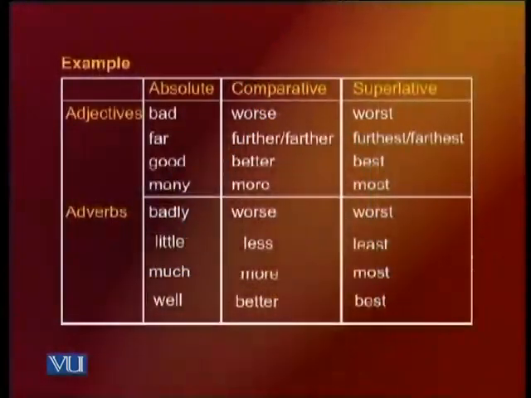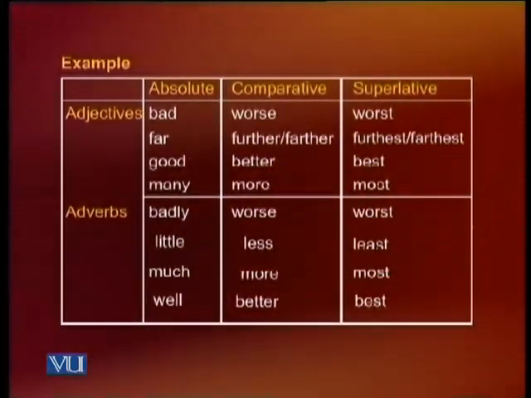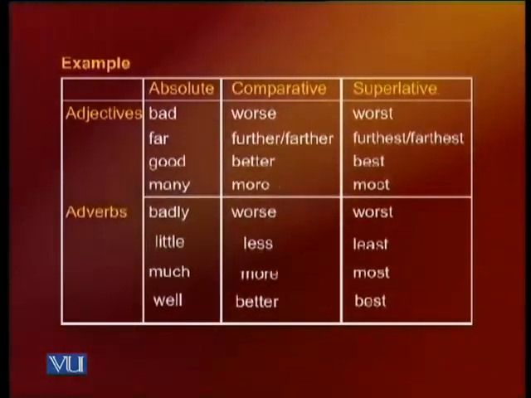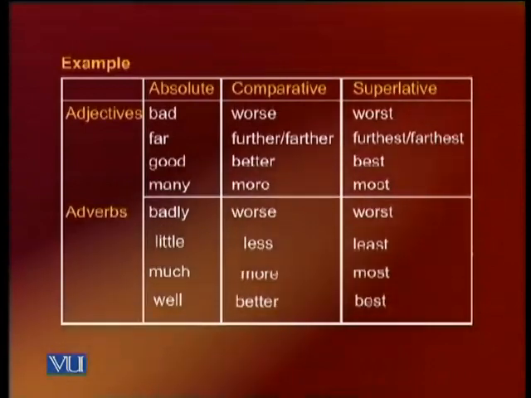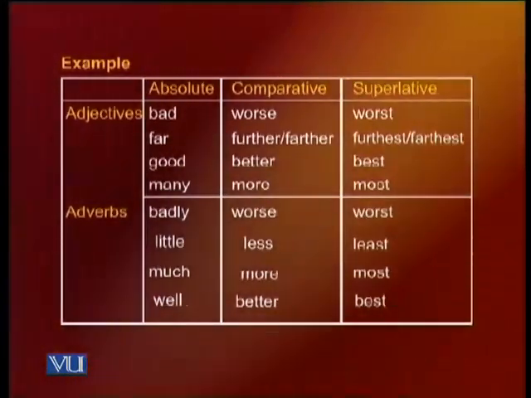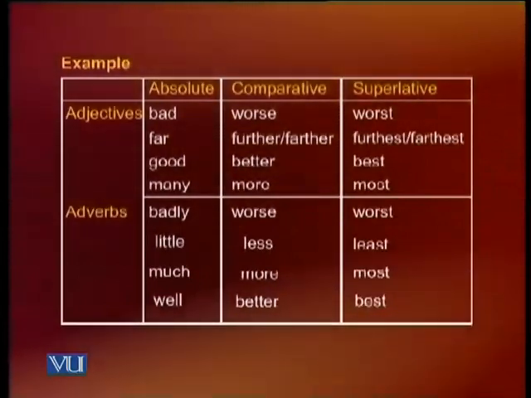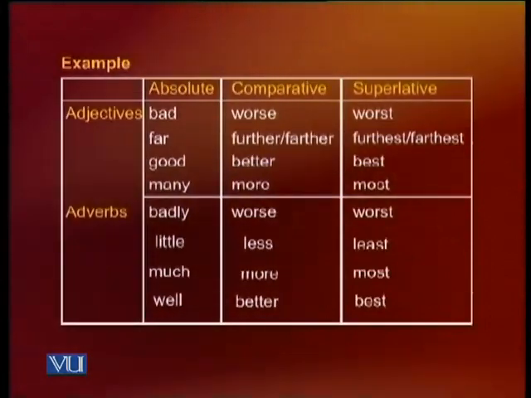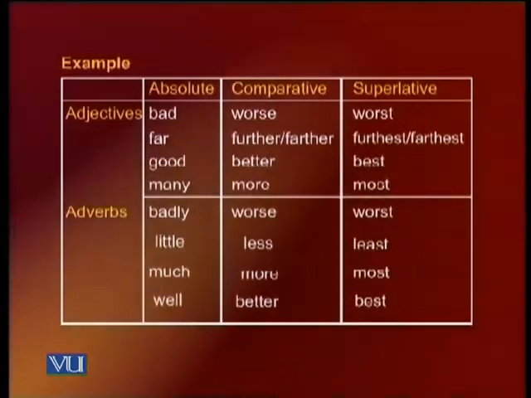Now, there are a small number of adjectives and adverbs that form the comparative and superlative degrees using a different stem. And these irregular comparisons are, and you will see on your screen, a list of such words. The adjectives are bad, far, good, many. Bad becomes worse, worst. Far becomes further or farther, furthest or farthest. Good becomes better, best. Many becomes more and most. And adverbs like badly become worse, worst.